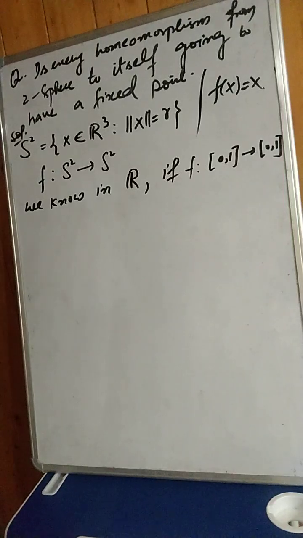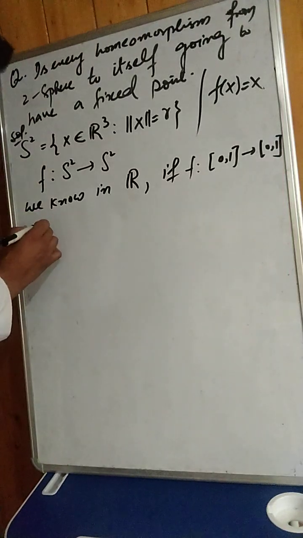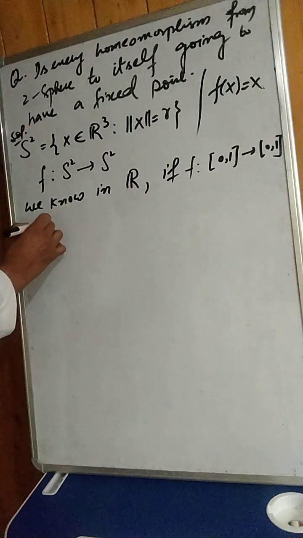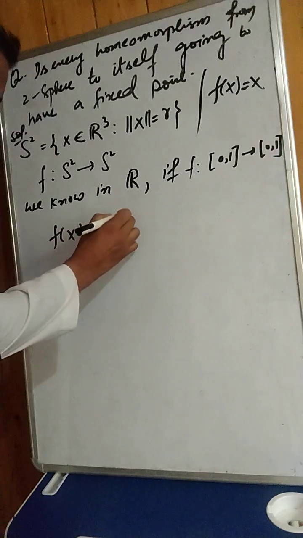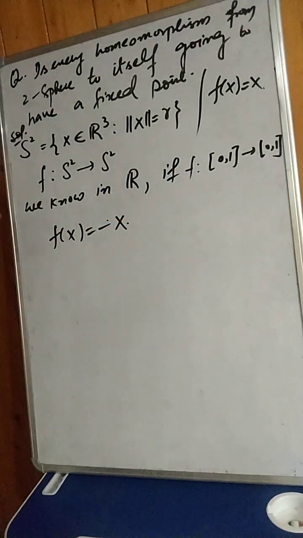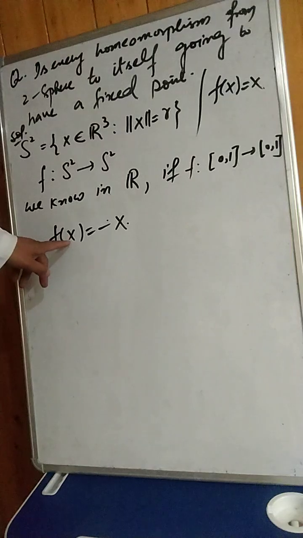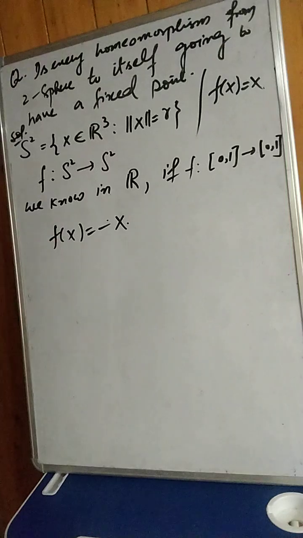So let's take an example. Let me take f from S2 to S2 and define it like this: f of x is equal to minus x. Since a homeomorphism is a continuous function that must be bijective, with continuous inverse, is this a homeomorphism from S2 to S2? Yes, obviously this is a homeomorphism. And this x is not the real x; it is a vector from R3, which satisfies this.